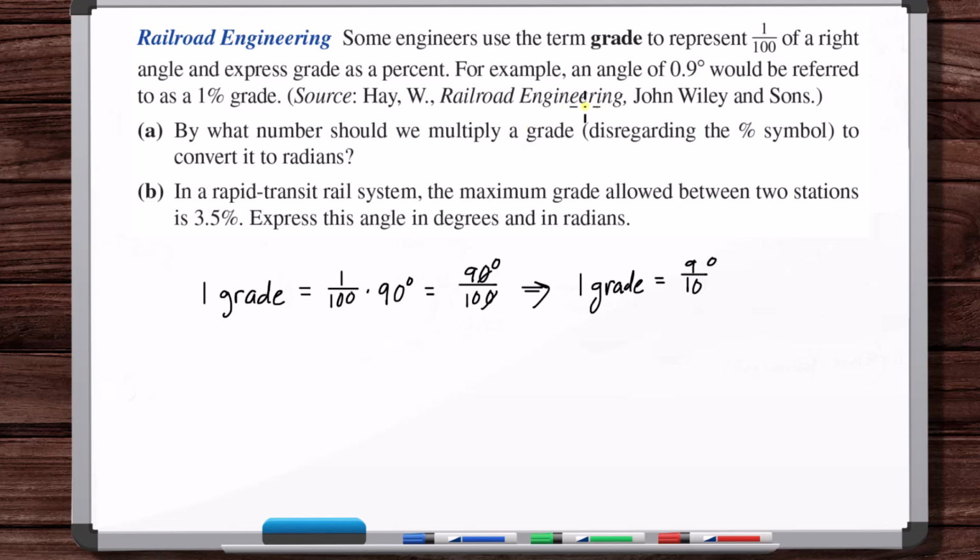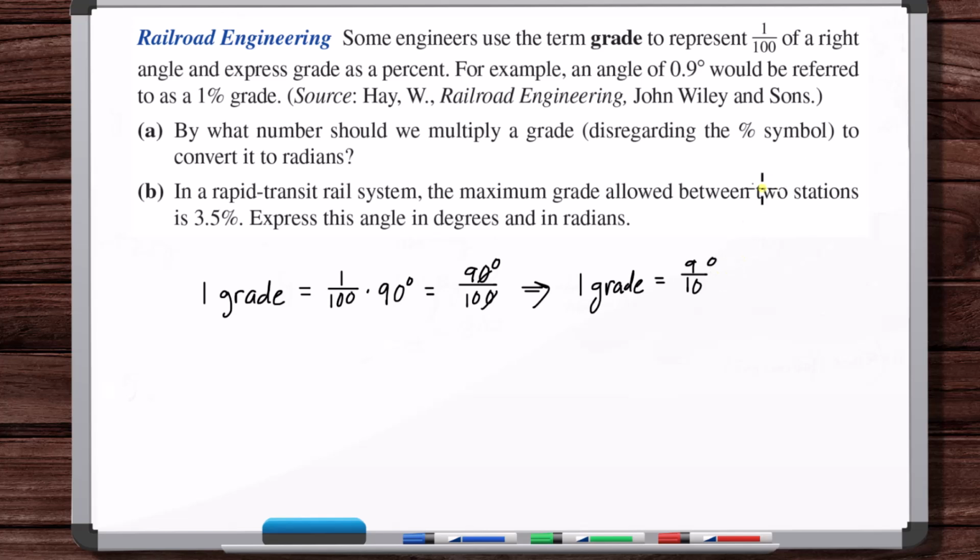What does that mean? Oh, yeah, because that's 1% of a right angle. That's 100th of a right angle. Okay, so that is kind of confusing if you're not familiar with this representation here. Okay, by what number should we multiply a grade, disregarding the percent symbol, to convert it to radians? So this is a 1% grade because it's 1% of a 90-degree angle.